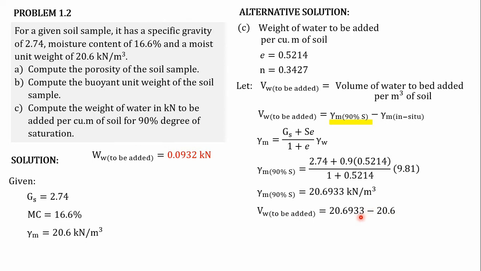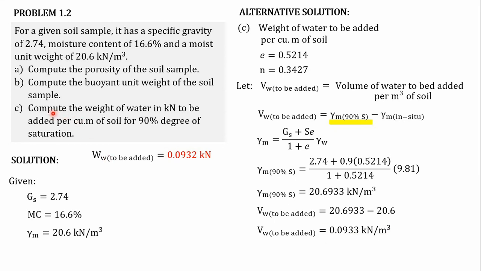So, the weight of water to be added is equal to 20.6933 minus 20.6 kilonewton per cubic meter. Kung isa-subtract natin to from this unit weight to this unit weight, ang matitira lang talaga is ang volume of water per cubic meter, volume of water to be added per cubic meter of soil. So therefore, this is 0.0933 kilonewton per cubic meter.